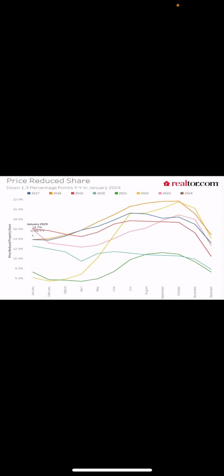Price reduction share. This graph shows the number of homes where the prices were reduced. The current number is 14%. That means 14 out of 100 listings have their prices reduced. Anything less than 20% is pretty much business as usual.